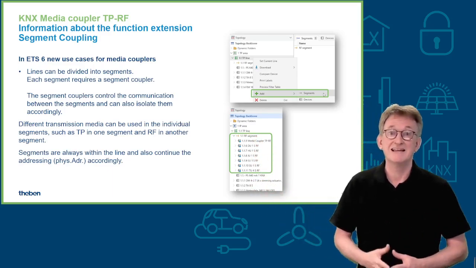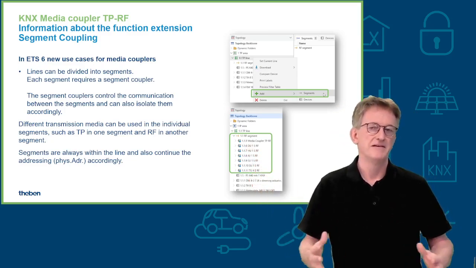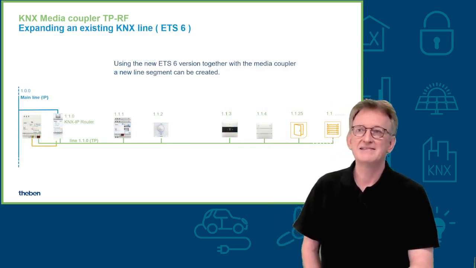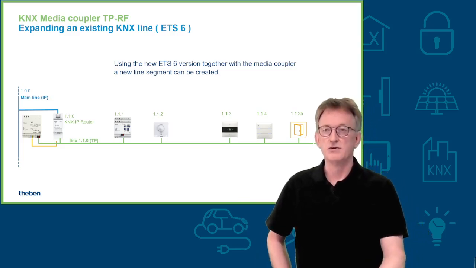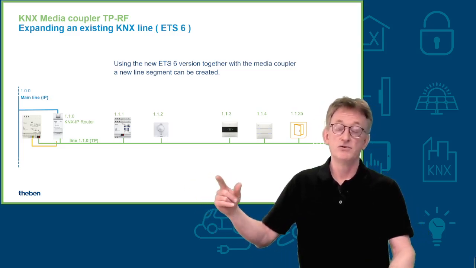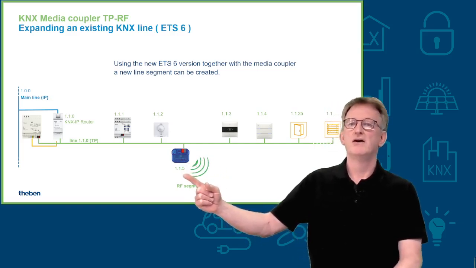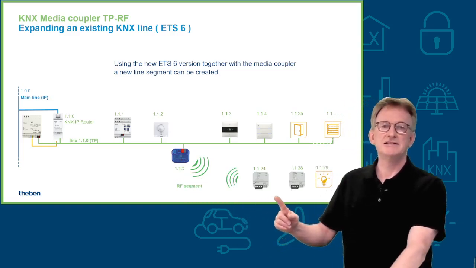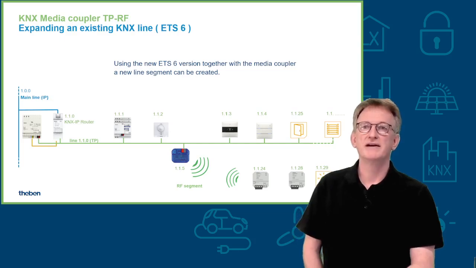Yeah, very important. That's the idea. And so you do not have to build an own line for your RF environment. That's the really very interesting new feature. And that really helps you to solve those kind of issues. So now with the segment coupling only supported in ETS6, you just add your media coupler directly to the existing line. It will just get a free physical address from that line, and you add additional devices to it, and that's it. So topology is fine, everything is fine, looks great, will work.